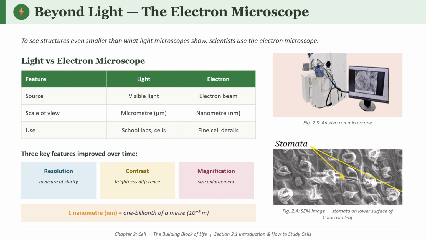So what are the three key features which have improved over time? One is the resolution. Like I told you before, we buy new mobiles or cameras to get a higher resolution, and also higher magnification, right? Here also it is the same thing. Resolution is the measure of clarity, which is very high. Contrast is the brightness difference, which is very nice. And magnification: we can enlarge it to the atomic level with the help of the electron microscope. Yes, let's move on to the next topic.